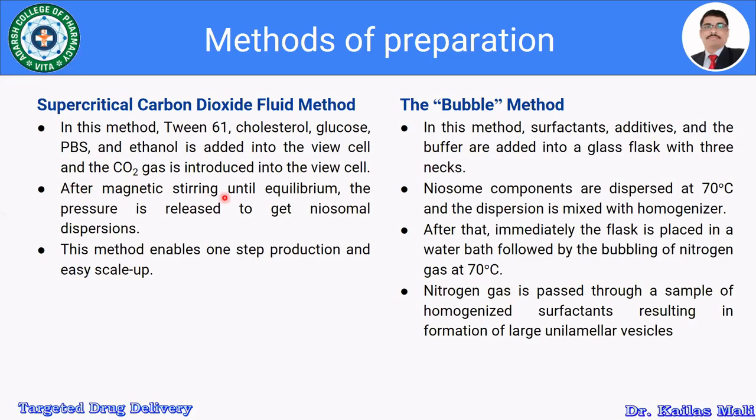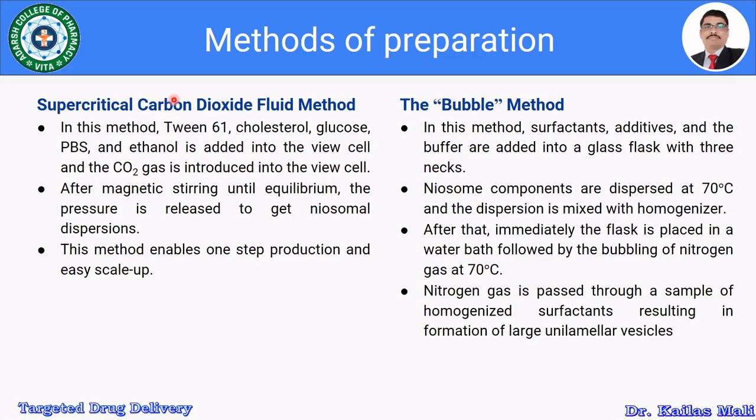After magnetic stirring until equilibrium, the pressure is released to get the niosomal dispersion. So as in the VII cell, the pressure is increased due to the carbon dioxide. Furthermore, we are supposed to release the pressure in order to get the niosomal dispersion. This method enables one-step production and easy scale-up. It utilizes the principle of supercritical carbon dioxide fluid. So this is about the supercritical carbon dioxide fluid method.